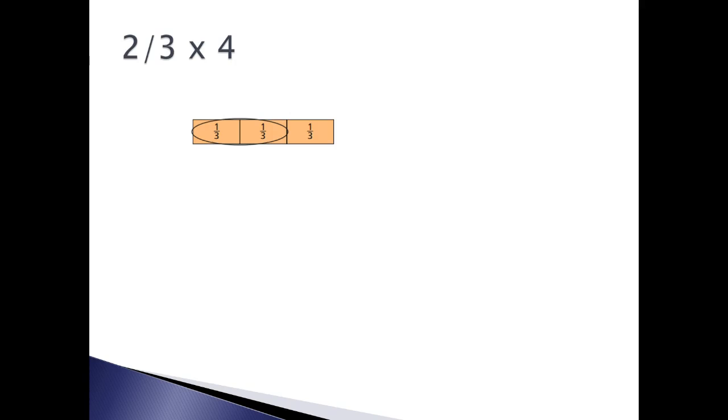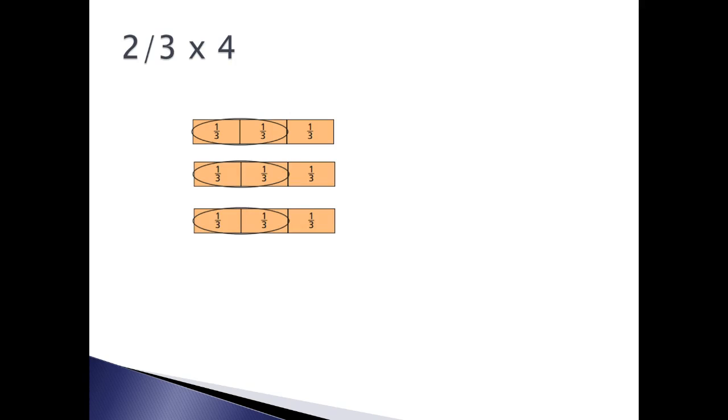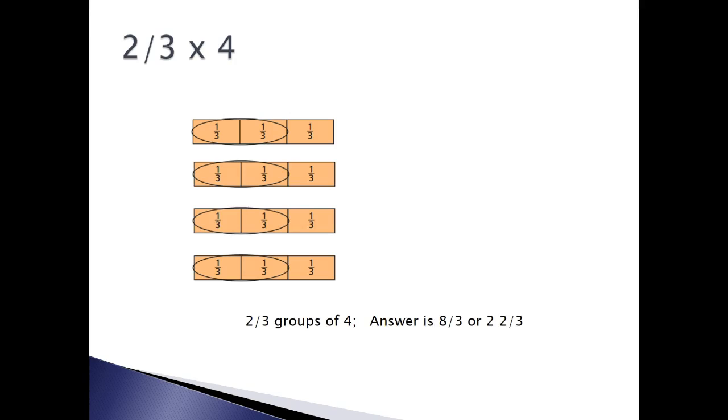2/3 times 4, the same thing. We would only want 2 of the 3 in the groups of 4. So we have them in thirds, and we only want 2 of each of those, but we have 4 groups of them, and therefore our answer would be 8/3, or in simplest terms, 2 2/3.